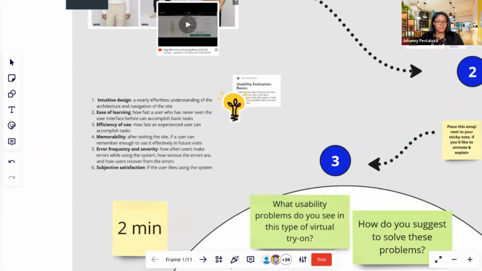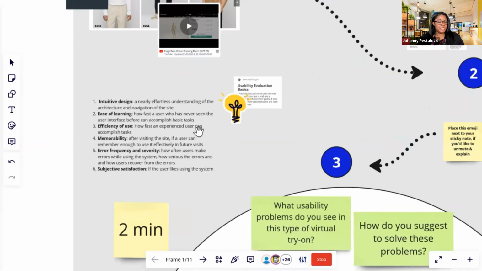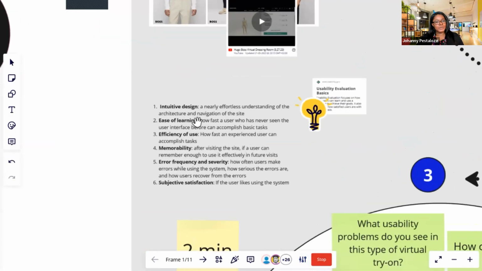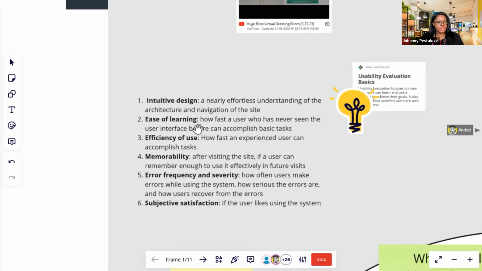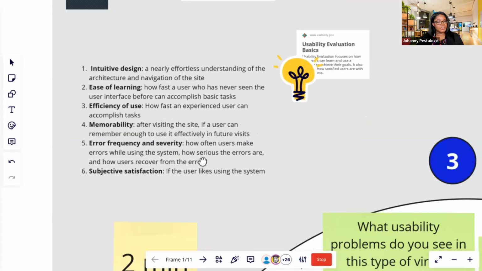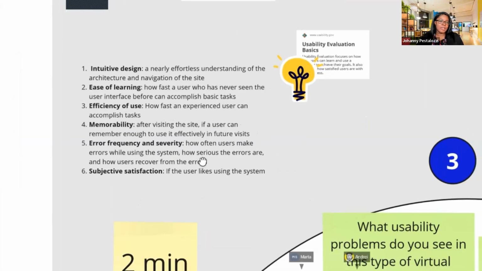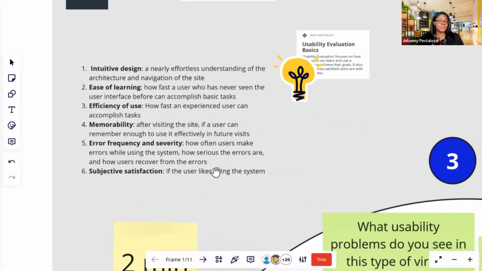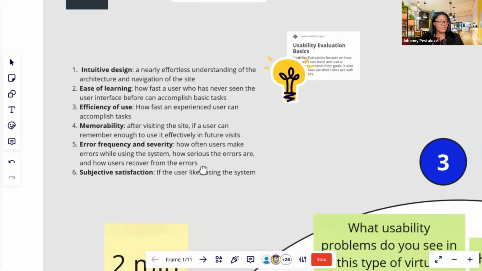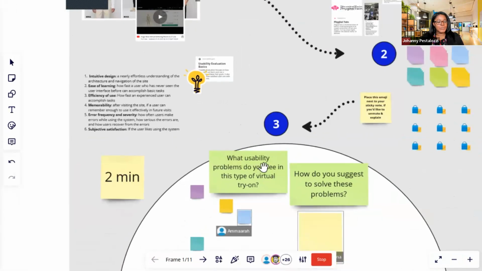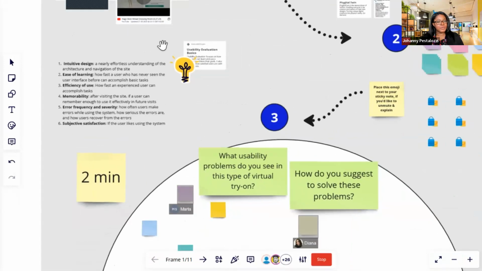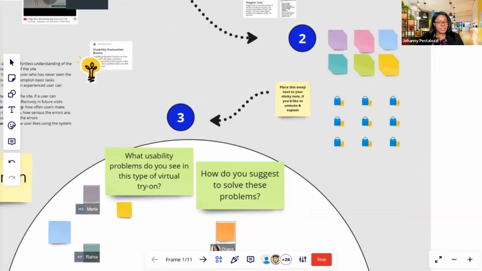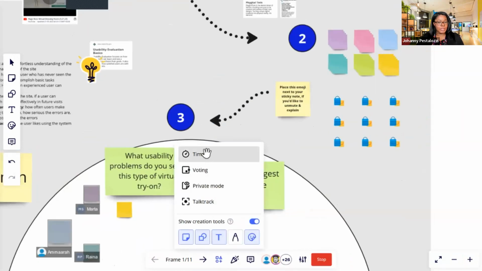As you know, there is a series of usability criteria that we know, but I based this exercise on these basic ones, which are pretty much recognized in the design community. So you can have a look at these to base your answers, which is around intuitive design, ease of learning, efficiency of use, memorability, error frequency and severity, and subjective satisfaction. And there is a brief description so that you have a reference for it. So again, the idea is that you identify what problems you see in this try-on type, and then how you would suggest to improve it. We're going to dedicate 2 minutes for this, and then we're going to discuss in the group.